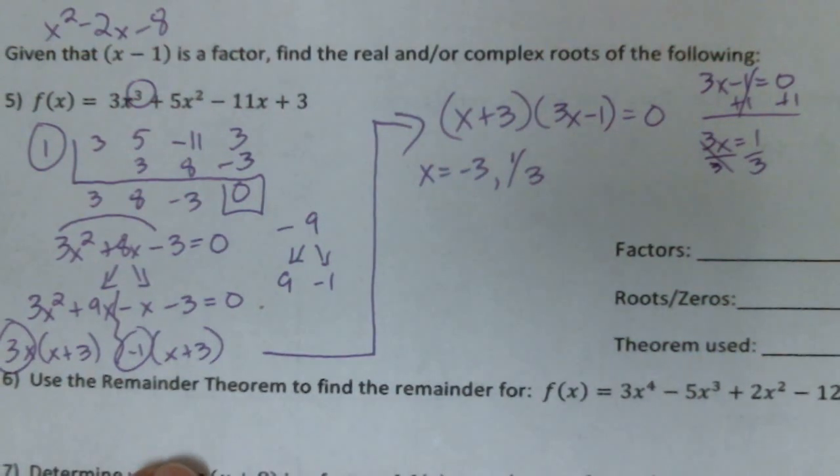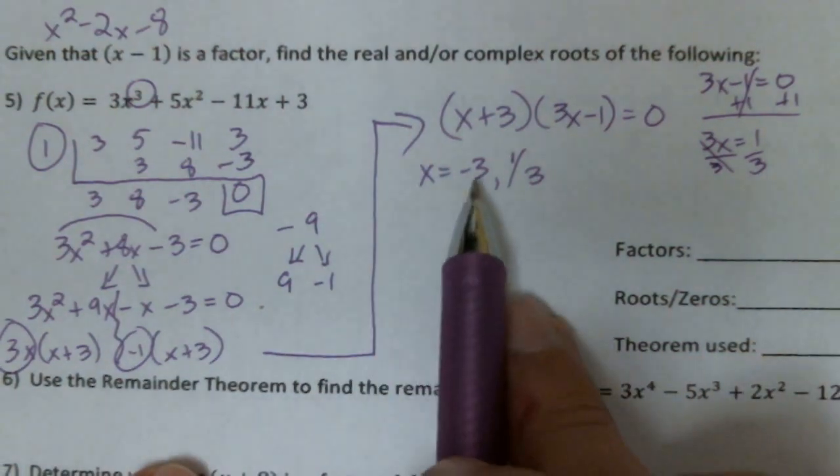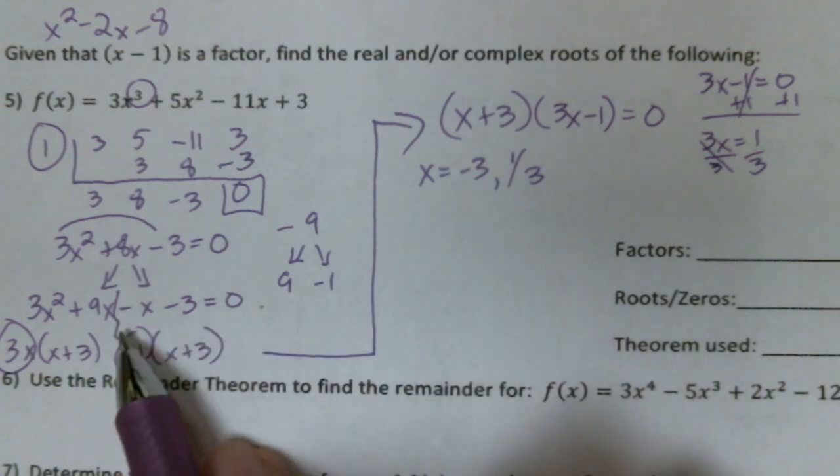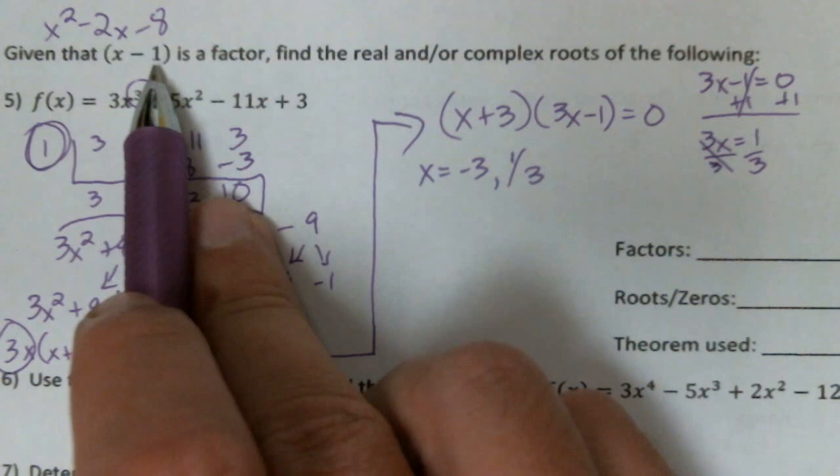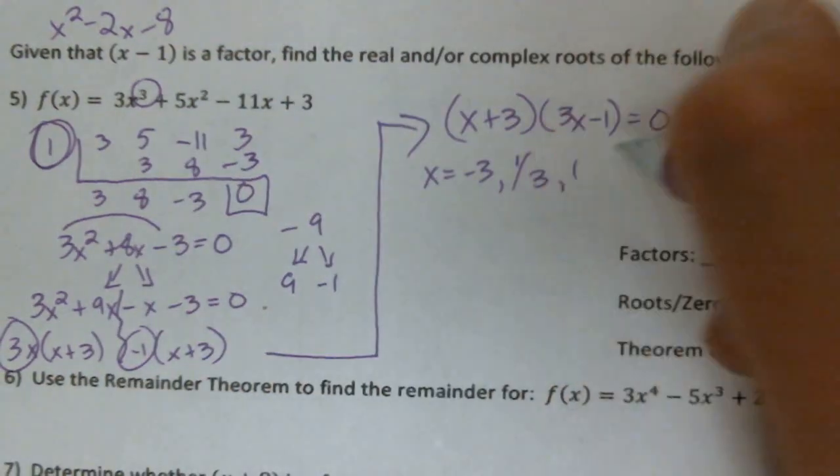Okay, but I have a cubic. Where are my 3 zeros? There are 2 of them. Those 2 come from the quadratic, but I have this original 1 because that's a factor. So my other 0 is a 1.